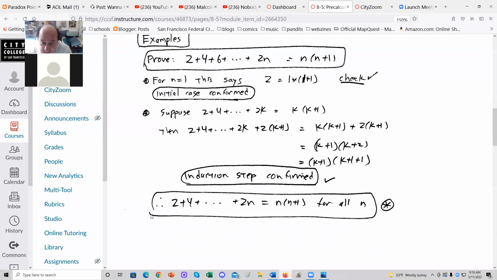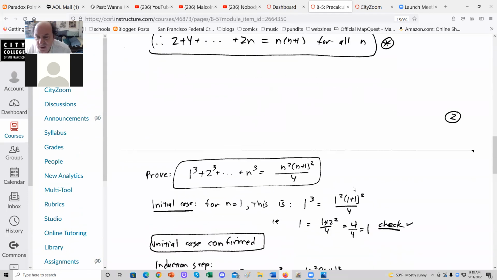Therefore, it's true for all n. The sum 2 plus 4 plus etc. up to 2n equals n times n plus 1 for all n. That's induction. Here's a cute one. The sum of the first n cubes equals n squared times n plus 1 squared over 4.